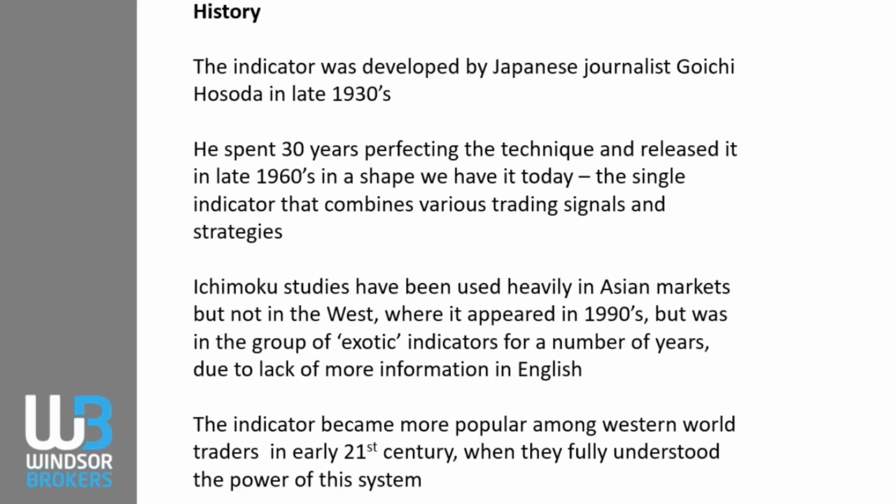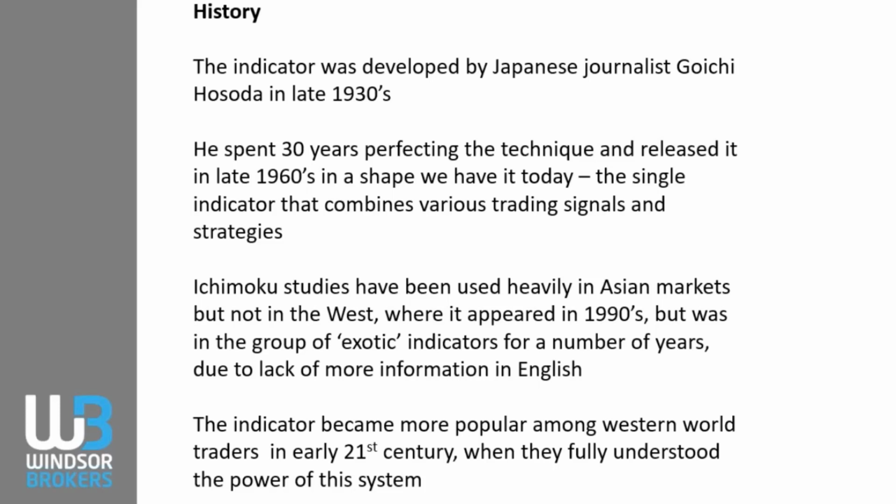At that time, it was all done on paper, and it took him nearly 30 years to perfect the technique and fine-tune the indicator before it was released in the late 1960s. Basically, it was released in 1968 in the shape that we know today, an Ichimoku indicator that combines various trading signals and strategies and gives multiple pieces of information. After it was created and released, it was quite popular in Asia.